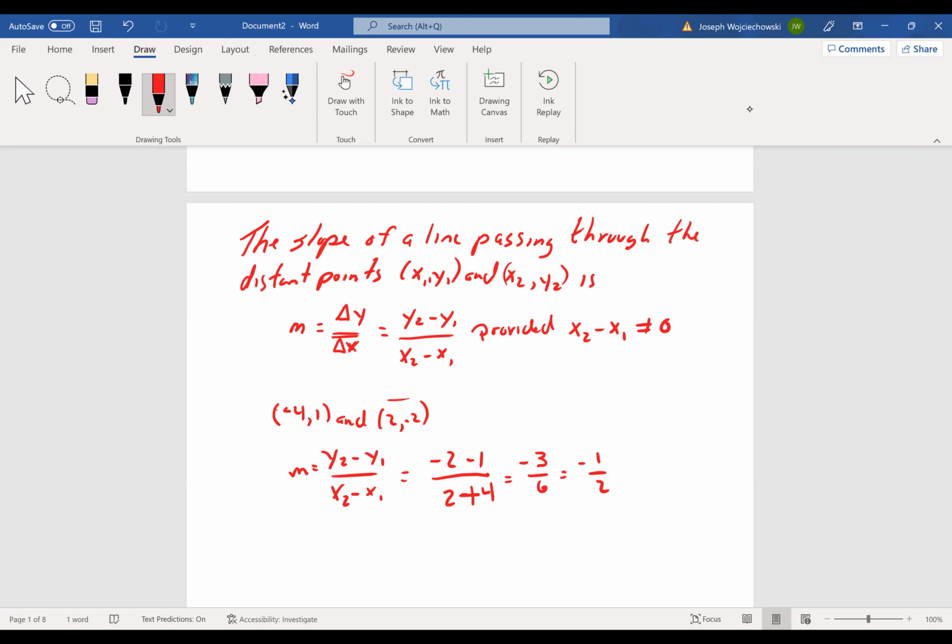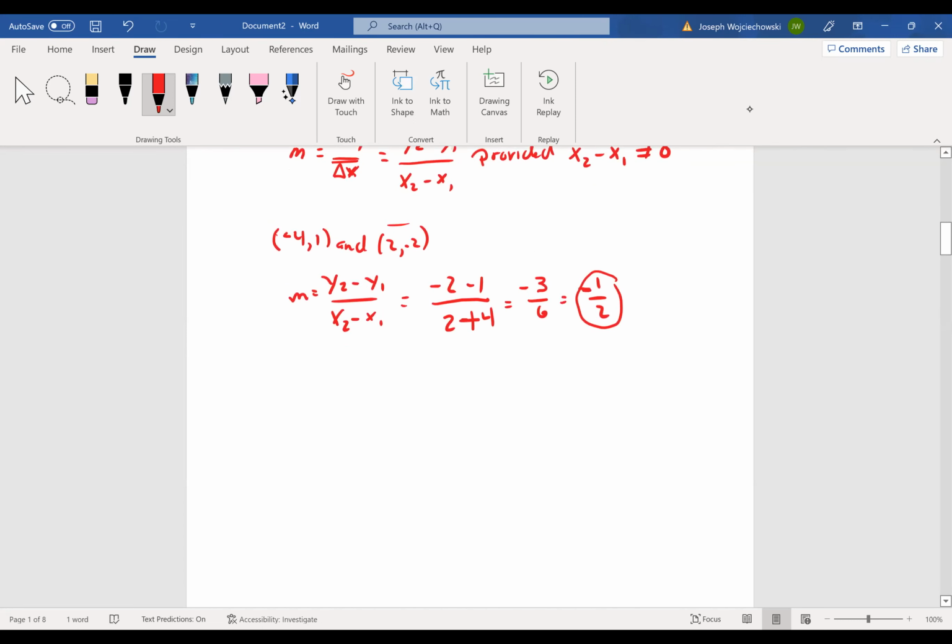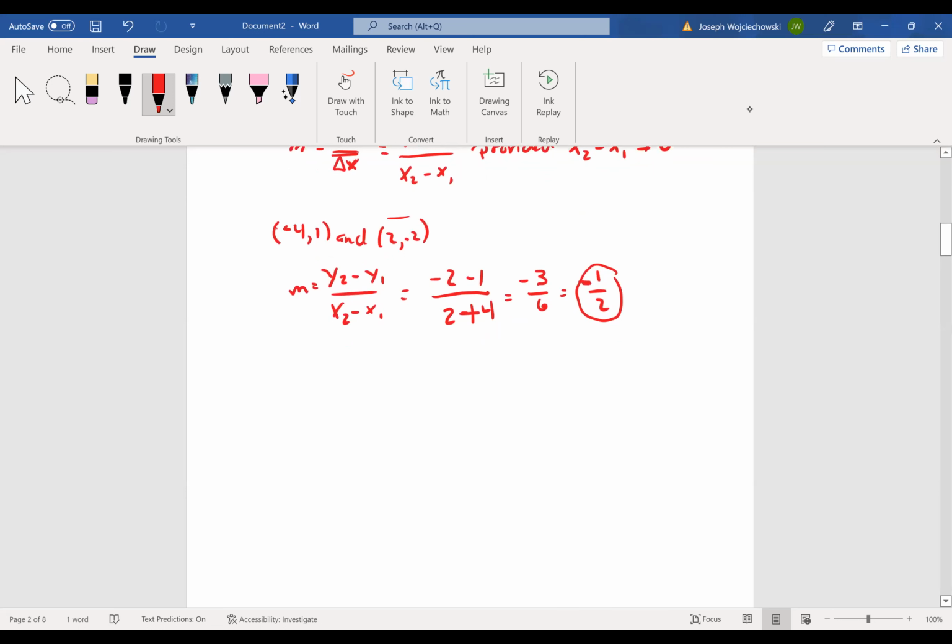So what does this mean? This means for every 1 unit down, we go 2 units right. Okay? So let's think about this.